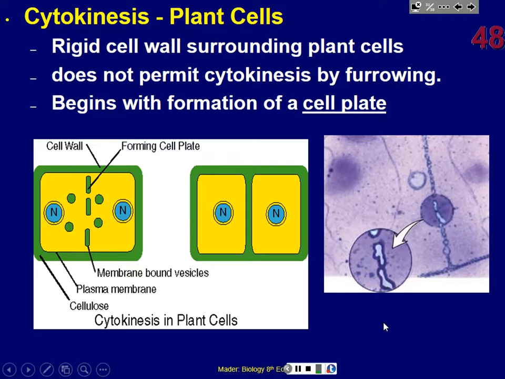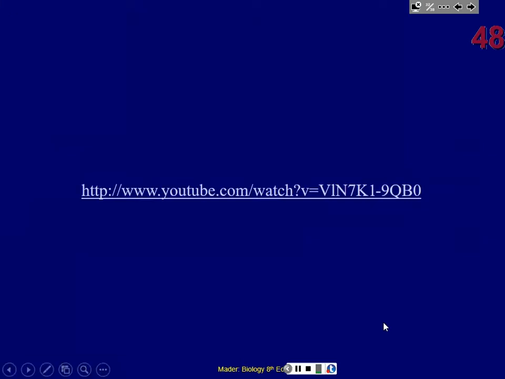So what you end up happening are these vesicles right here. This is going to form what's called the cell plate, and those vesicles contain the components of the new cell wall right there. So you have a cell plate that forms. You can't furrow if you're a plant cell. Okay, any questions? Let's watch this short little video. It's very short, it's very simple, but it's good.